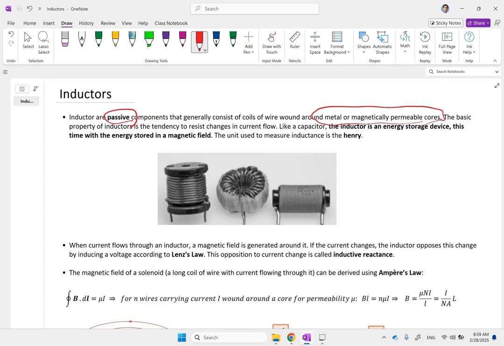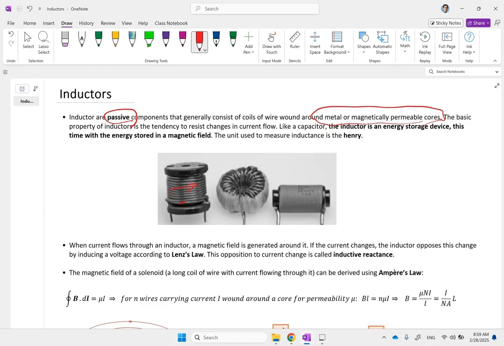So the basic property of them is if you try to change the current going through these wires, they resist that. They don't like you to change the current. So they are like inertia elements in electric circuits. They act similar to inertia. If you do change the current, they create a voltage, and that voltage is going to be opposite to the voltage that caused that change in the current. So they try to oppose that.